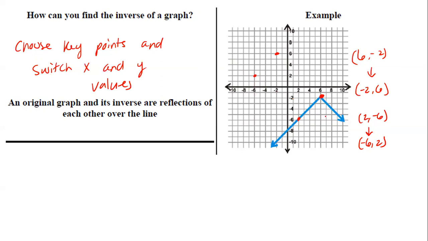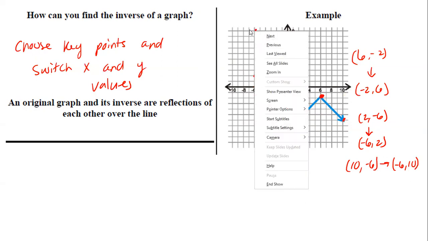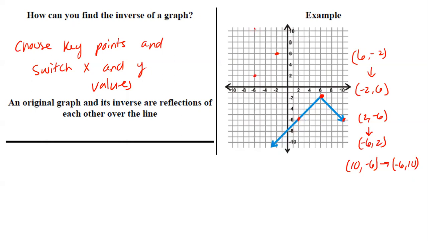You're reflecting. We're going to talk about that. Let's choose, what's another one we can choose? Is 10 at like negative 6? Yeah. Let's do 10, negative 6, and it's going to become negative 6, 10. So I'm going to go to negative 6, go up to 10. That's enough, right? You'll feel good about that? And we're going to connect them. And remember, these are the straightest lines you've ever seen. Bam. There's your inverse graphically.